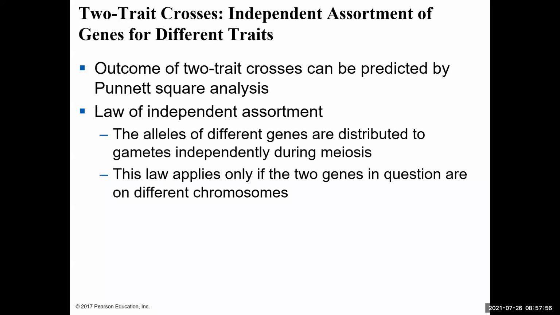Now we're going to look at two traits. Two trait crosses are known as a dihybrid cross. And this is where the law of independent assortment is really important, because it says that alleles of different genes are distributed to gametes independently, irrespective of what allele you get for other genes. And this only applies if those genes are on different chromosomes. If they are on the same chromosome, then they always travel together. So this is assuming that those two genes are on different chromosomes.